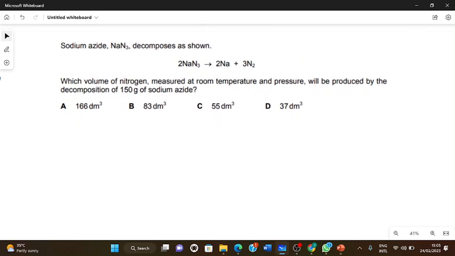So this is the assignment. Sodium azide decomposes as shown. You can see the equation. What volume of nitrogen, measured at room temperature and pressure, will be produced by the decomposition of 150 grams of sodium azide? So this is the assignment. Attempt it and get in touch with me.